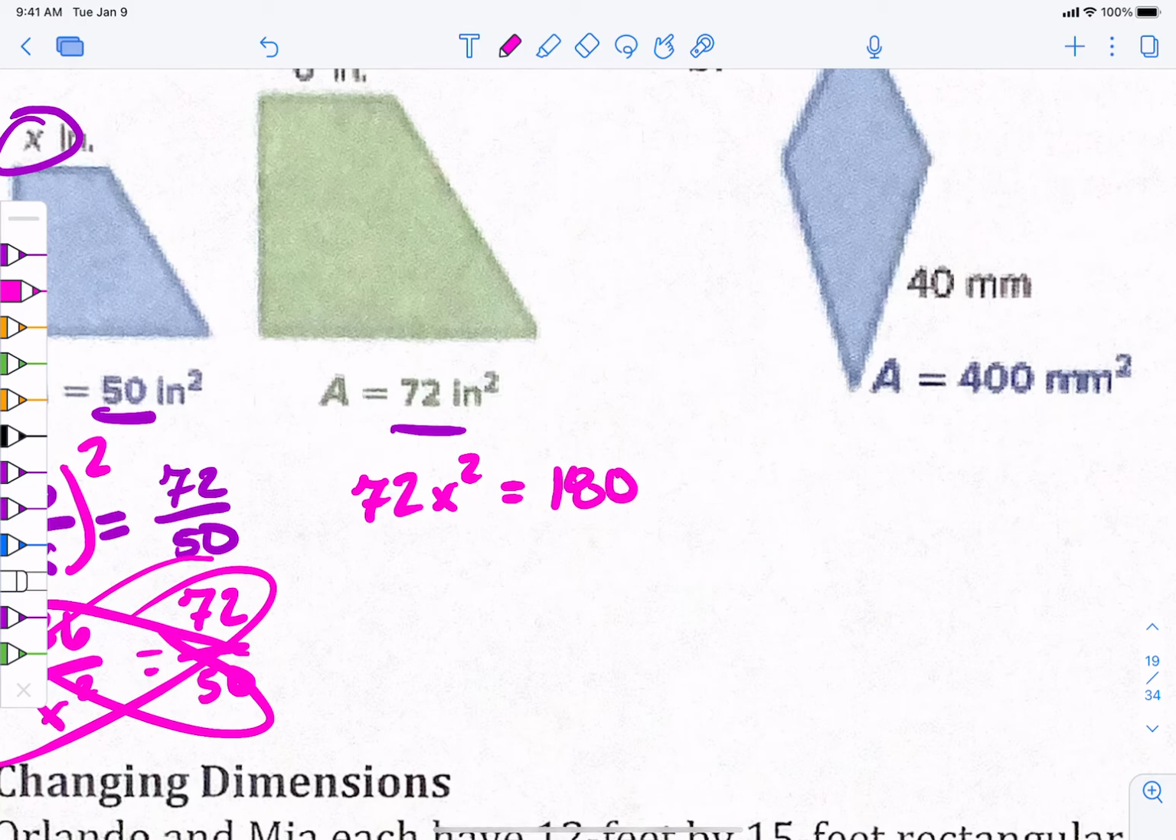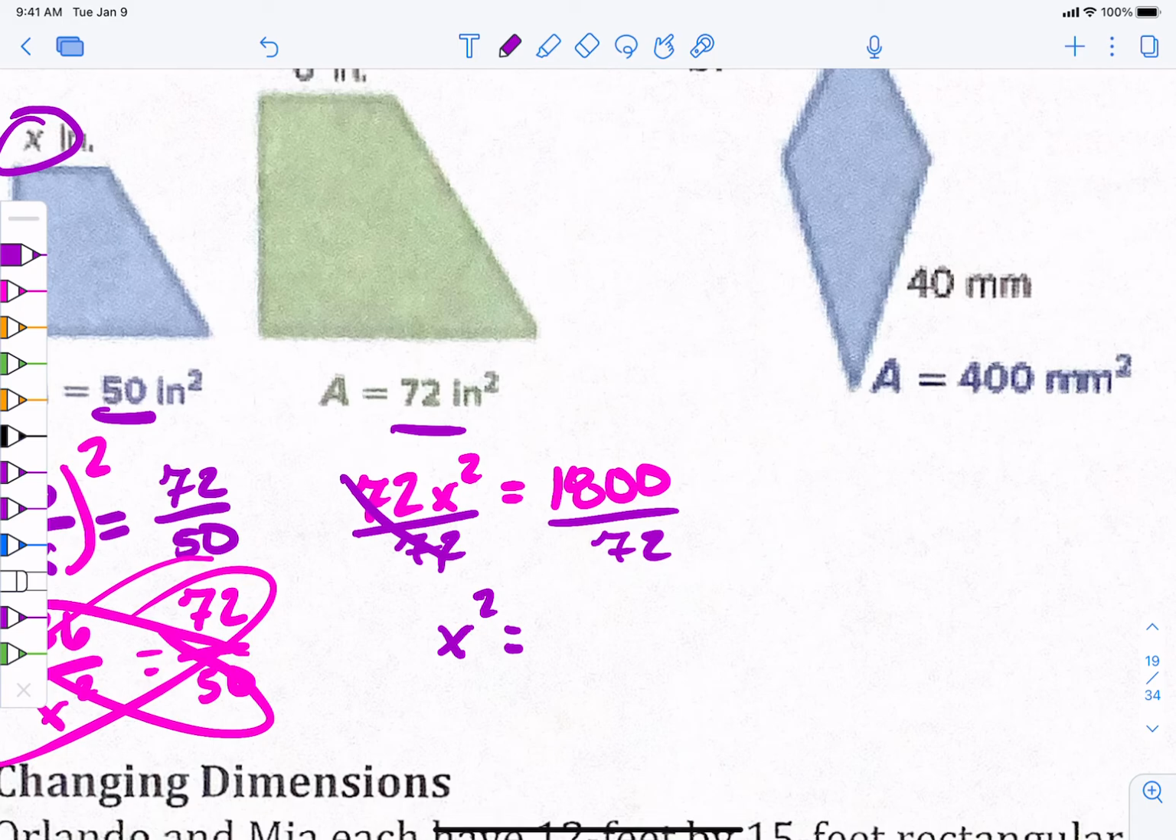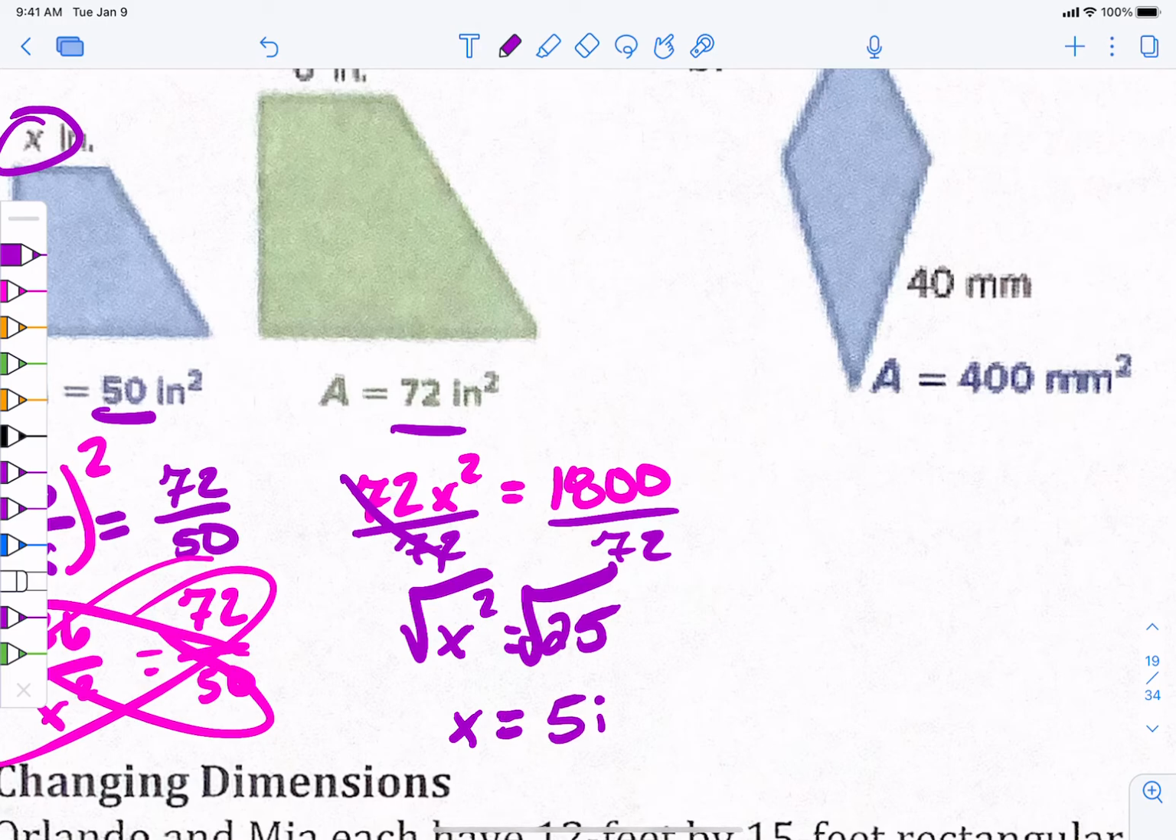1800. Divided by 72. Jason, you're a whiz. It's going to be like 25. Is it really? No, 12.5. 1800 divided by 72. Uh-oh, I know what I did. It's 25. Okay. So what's x? It's 5. 5 what? No, I get what I did. Inches.